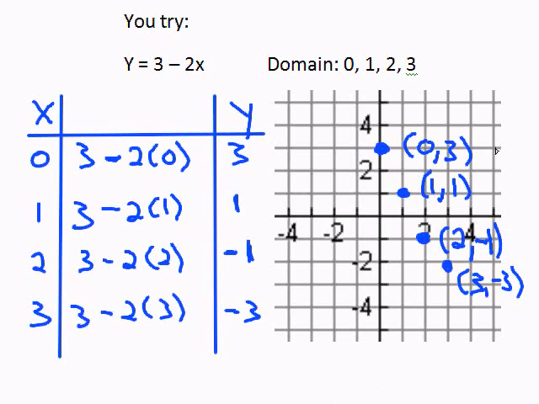Alright, here's your function graphed for you. Notice I've labeled the points so you can keep track of which point was which as I went down. I made one little mistake right here. That should have been 3, -3.